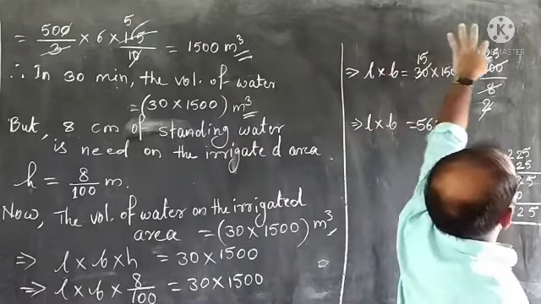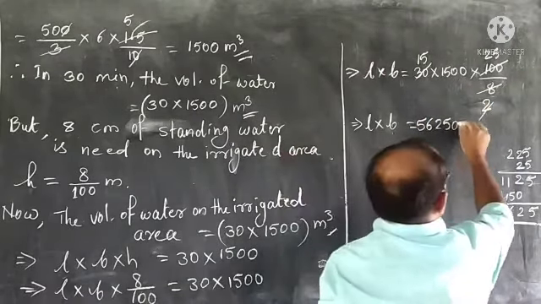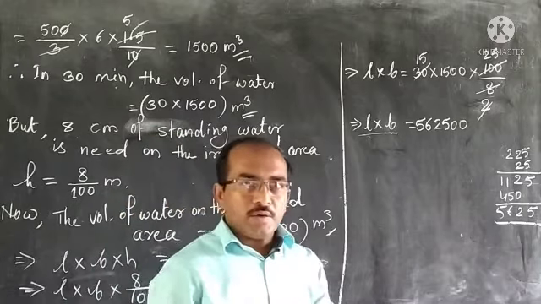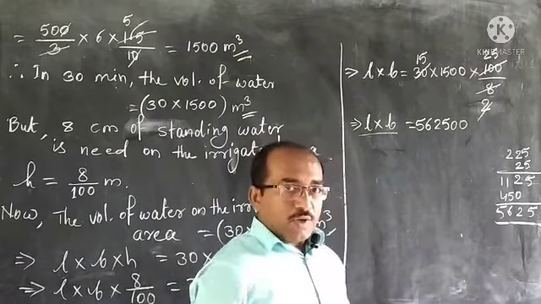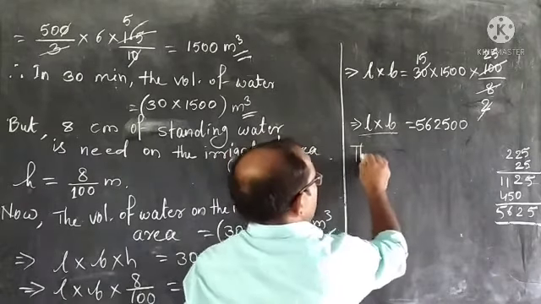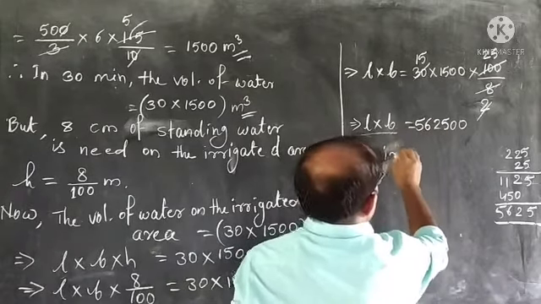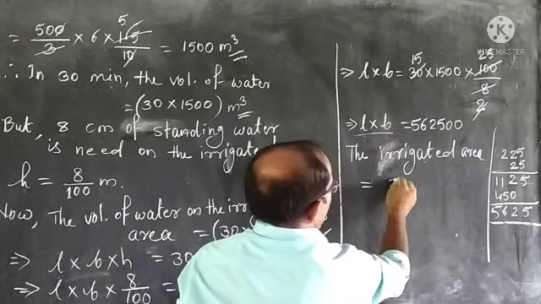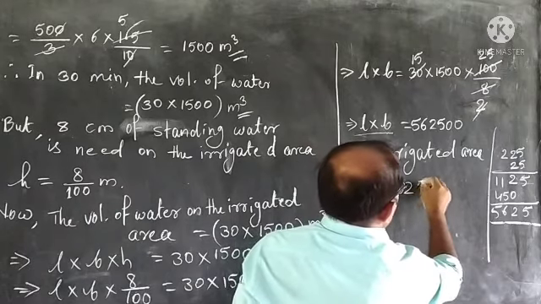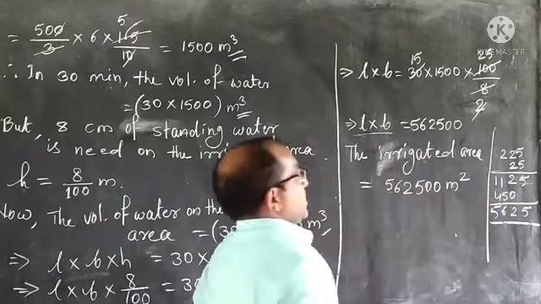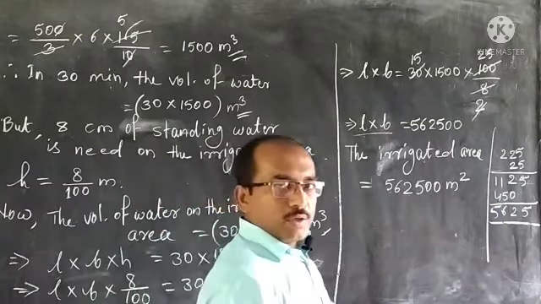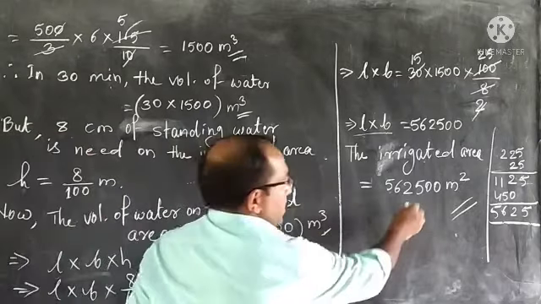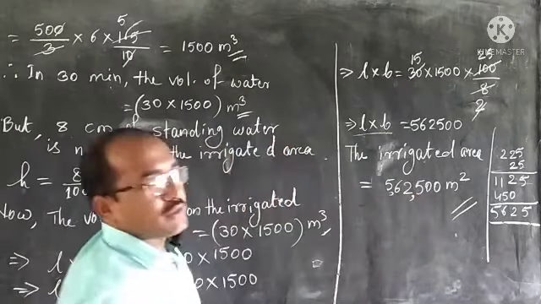We have multiplied 15 into 15 into 25, and still 2 zeros are there. We will put these 2 zeros. What is this? Length into breadth. If you are asked length into breadth, surely you will say area of a rectangle. That part of the land is rectangular, that is why length into breadth is the area. So, automatically we can say the irrigated area, this is rough work, is equal to 5,62,500 meter square. We will write it as meter square, because area is represented in square units and we have used meter only. So, finally, we reached this: this area will be irrigated in 30 minutes if 8 centimeter standing water is needed on the field.